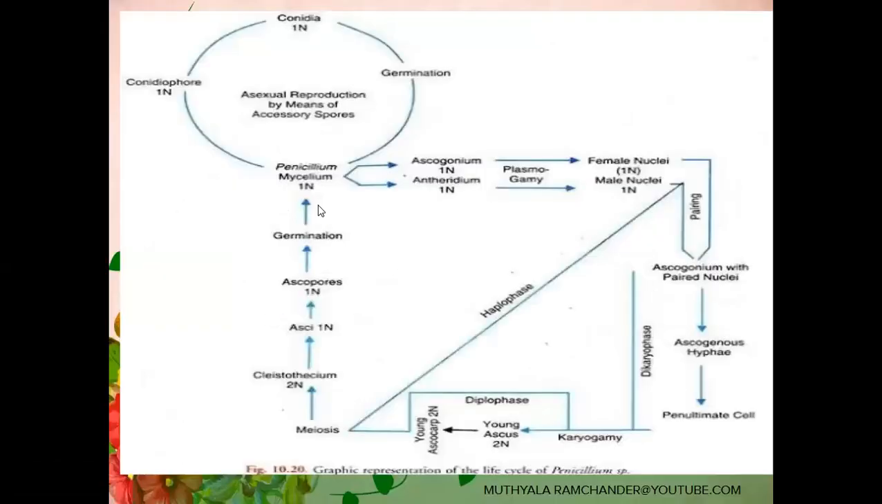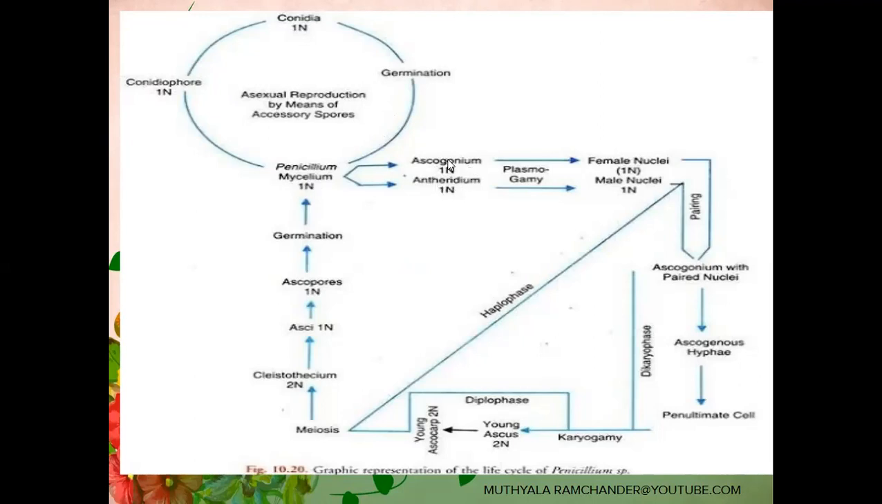Now we observed the vegetative Penicillium mycelium in haploid condition. During the favorable conditions it produces aerial stalk-like structures called conidiophores, from which conidia are developed. The conidiophores and conidia are haploid. They germinate and develop into new haploid mycelium. During the unfavorable conditions, they participate in sexual reproduction. The vegetative mycelium produces the ascogonium, the female reproductive organ, and the antheridium, the male reproductive organ.